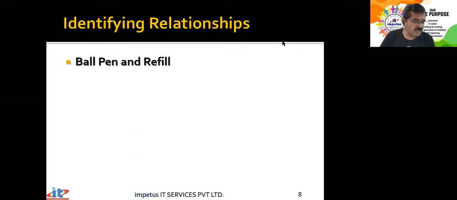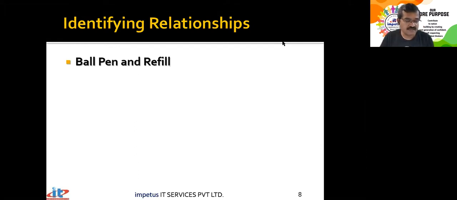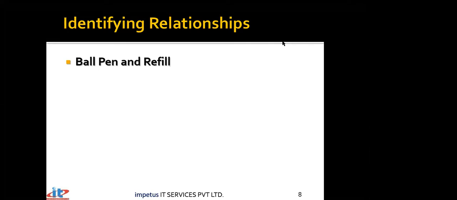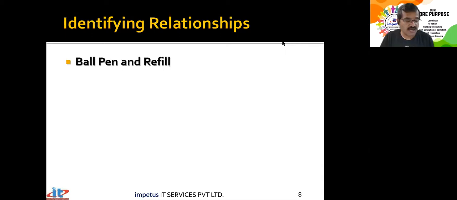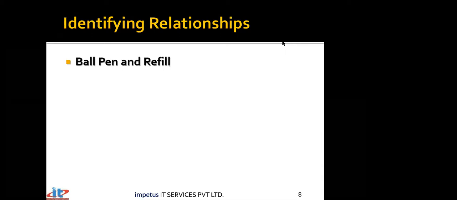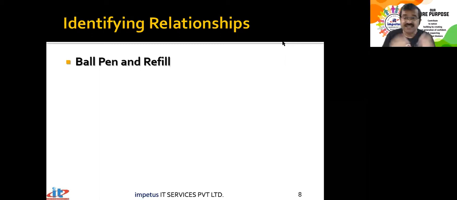Now tell me, what is this, class object or class class? So class object. This is class object, so if it is class object, then which type? Sir, composition. Explain why. So ball pen is made up of refill. It has refill inside it, so it is made up with the help of refill. Refill is a part of ball pen. There is a part of relationship.